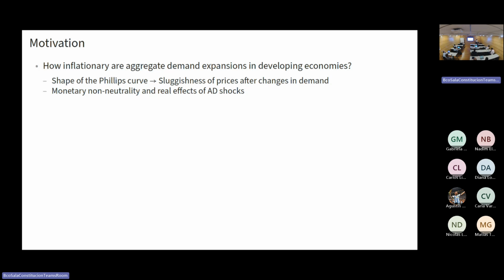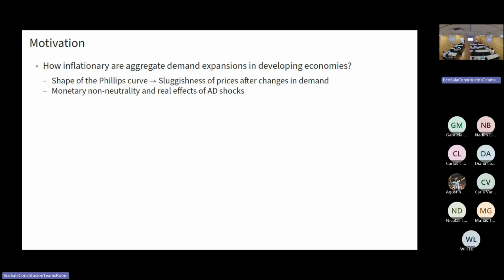And when you think about the inflationary effects of aggregate demand expansions, then you think about the shape of the Phillips curve, both its slope and what shifters it has. Right? And basically, when you care about this shape of the Phillips curve, what this is going to dictate is how sluggish is the aggregate price level after changes in demand. Okay? And we think this is interesting because, unsurprisingly for a central bank, the shape of the Phillips curve is going to determine things like monetary neutrality, but also the real effects of any aggregate demand shock.